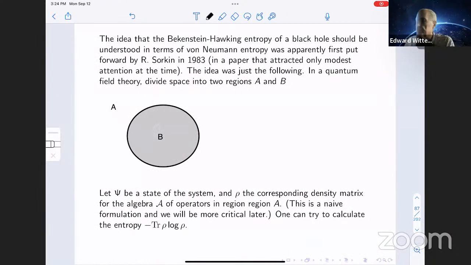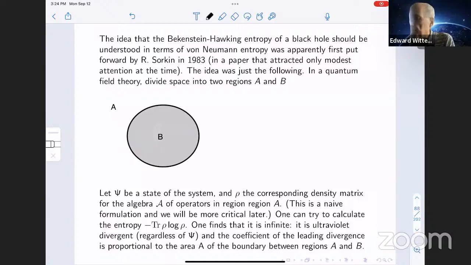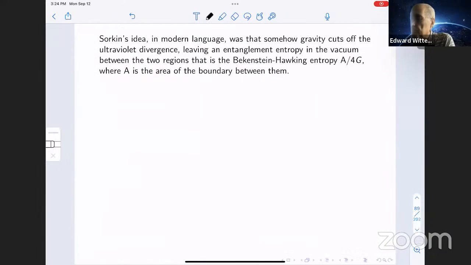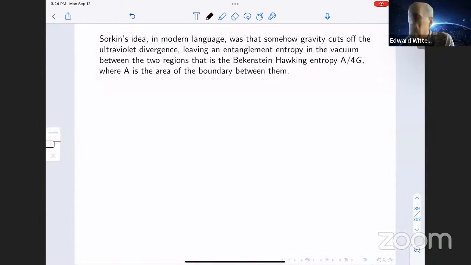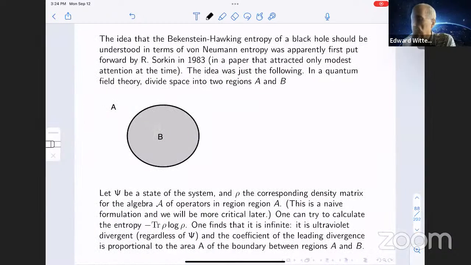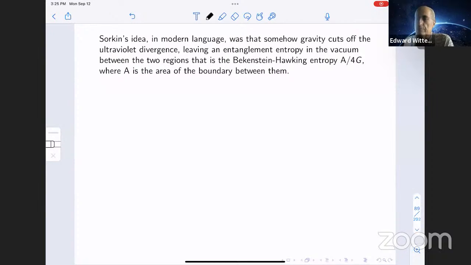Then Sorkin tried to calculate the entropy, minus trace of rho log rho. He found it's infinite. There's an ultraviolet divergence that doesn't depend on the state psi, and the coefficient of the leading divergence is proportional to the area A of the boundary between regions A and B. Well, one might have decided to give up on the grounds that this entropy he tried to define was infinite. But instead of giving up, Sorkin optimistically said that maybe gravity would cut off the divergence, so that the coefficient of the area would be not infinity, as he got in ordinary quantum field theory, but 1 over 4G.